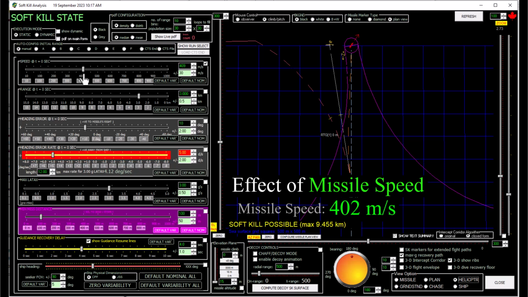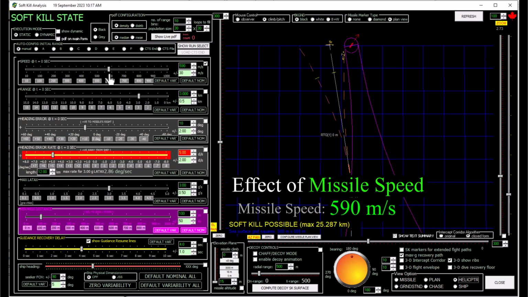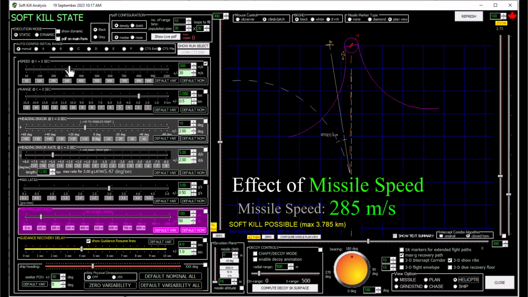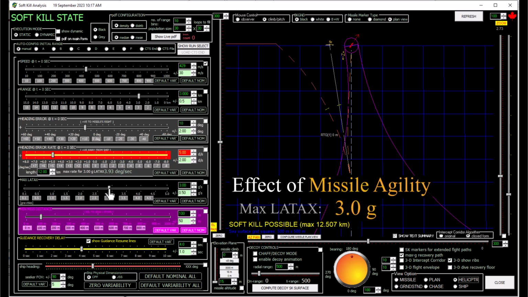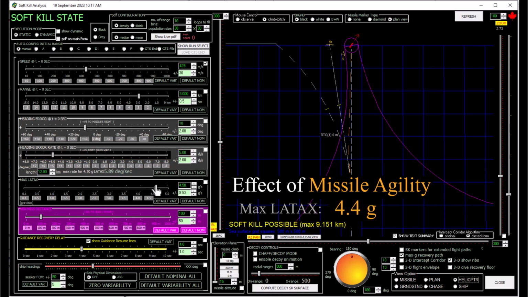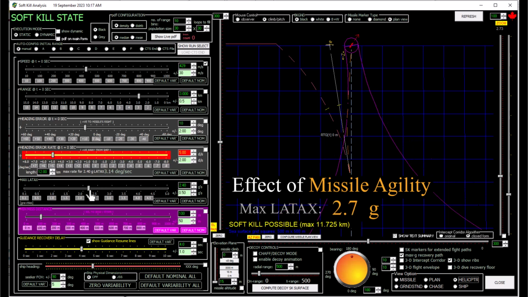Now, increasing missile speed, this is interesting, causes the corridor to become longer and skinnier. All things being equal, if nothing else changes, a high-speed missile needs to be pointed right at the target from a relatively long range or it'll miss. Now, also interestingly, this can be fixed by increasing the missile's maximum lateral acceleration. The designers would have to do that. And I mean how many G's it can pull.